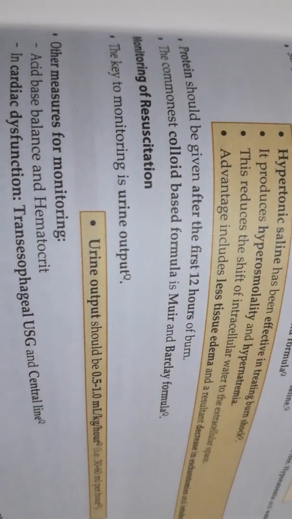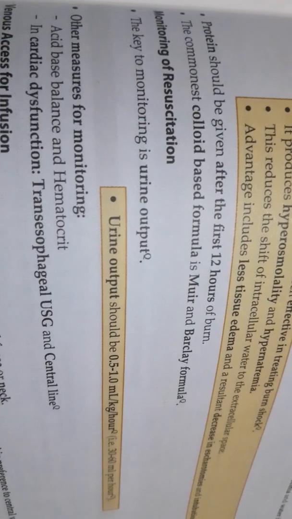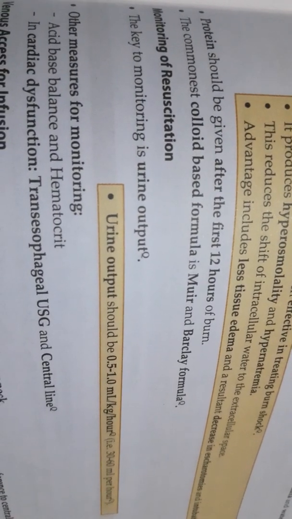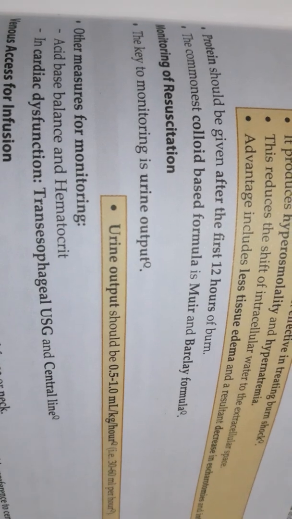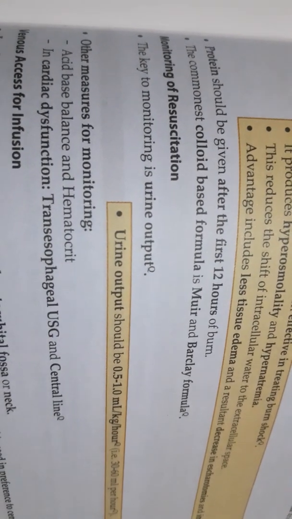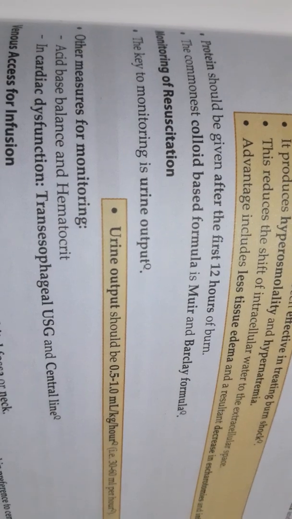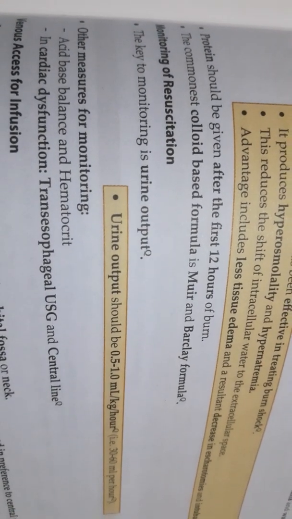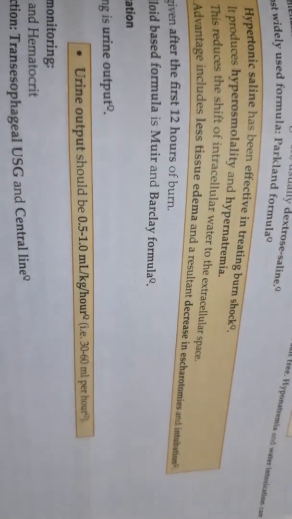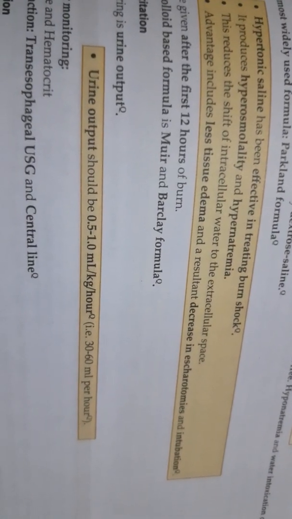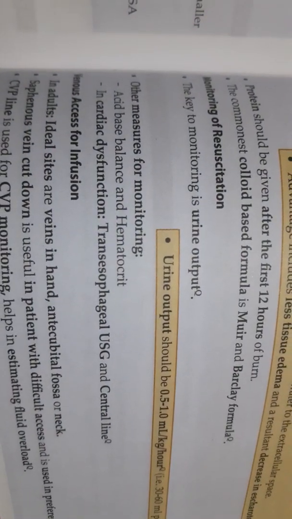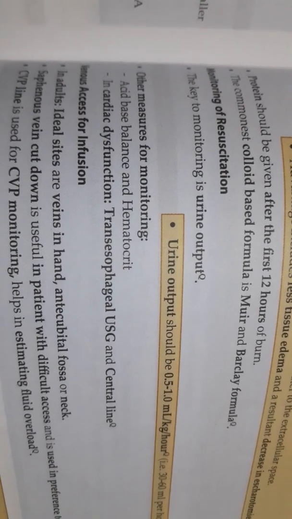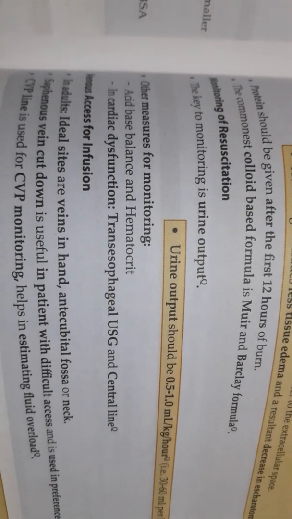Proteins should be given after the first 12 hours of burn. The commonest colloid-based formula is the Moyer and Brooke formula. Monitoring of resuscitation: the key to monitoring is urine output. Urine output should be 0.5 to 1 ml per kg per hour, 30 to 60 ml per hour. Also monitor acid-base balance and hematocrit. In cardiac dysfunction, use transesophageal USG and a central line.